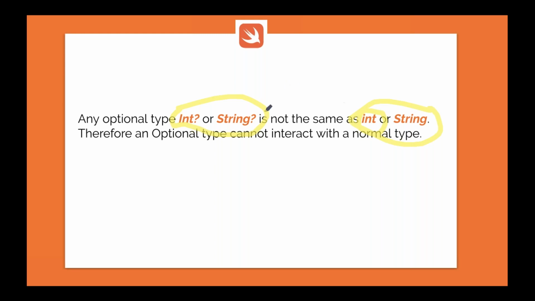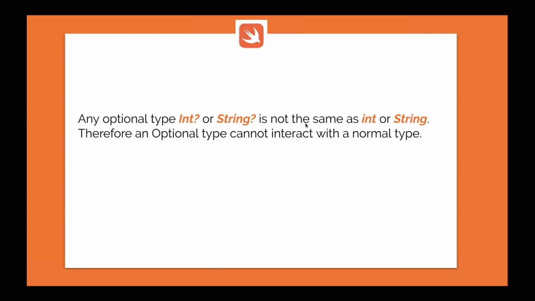This is the concept. String question mark, optional string, and String. Optional string means this string can have the data or it can be nil. But here, 100%, that string must have the data. So both are not at all the same. When you are working with the optional type and the non-optional type, don't think both are the same. Int question mark and Int are different. String question mark and String are entirely different.